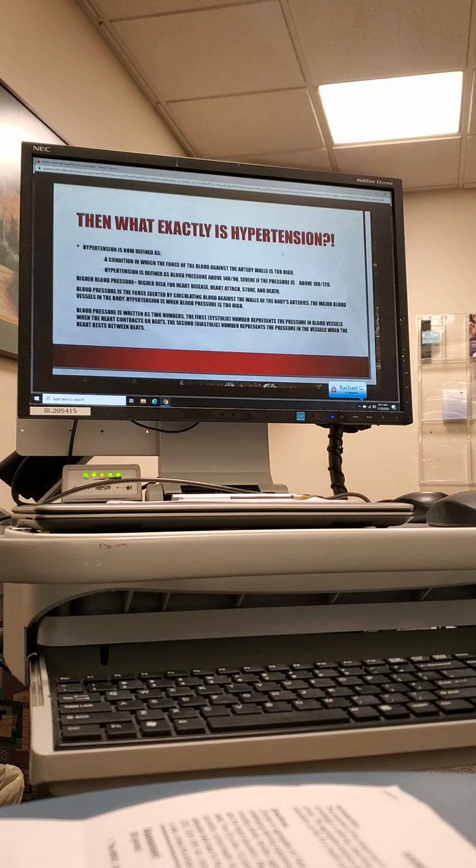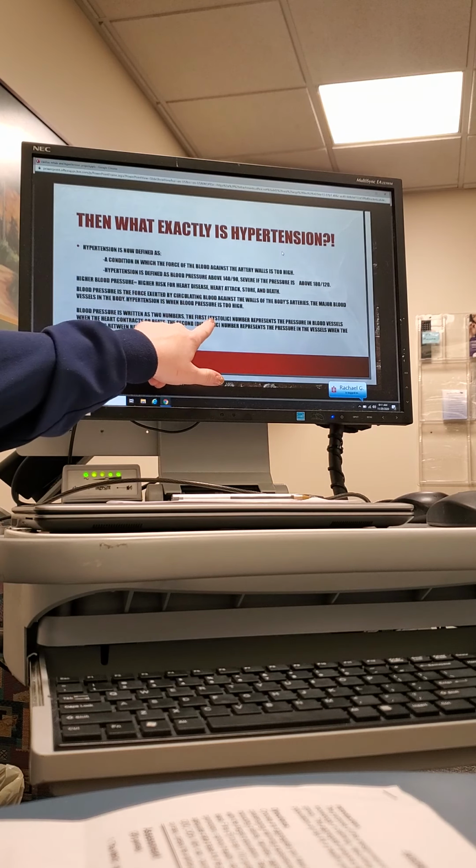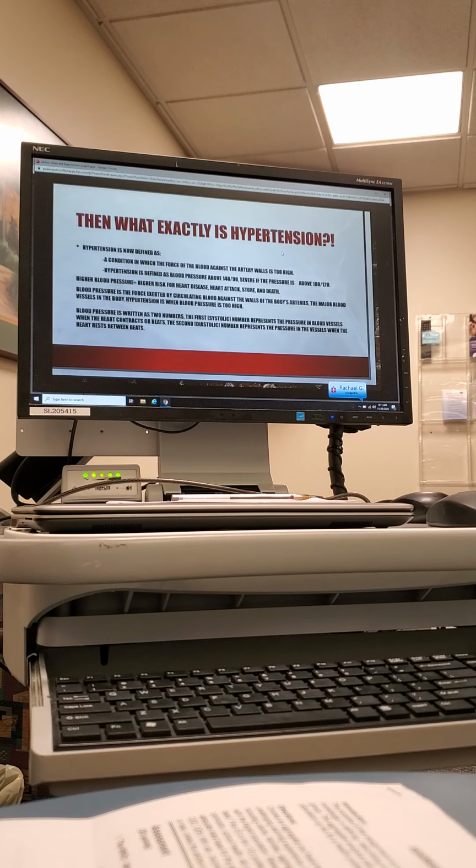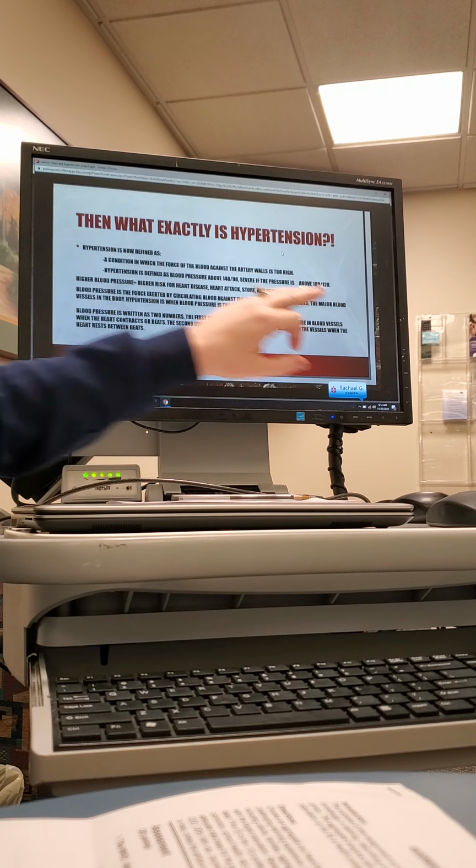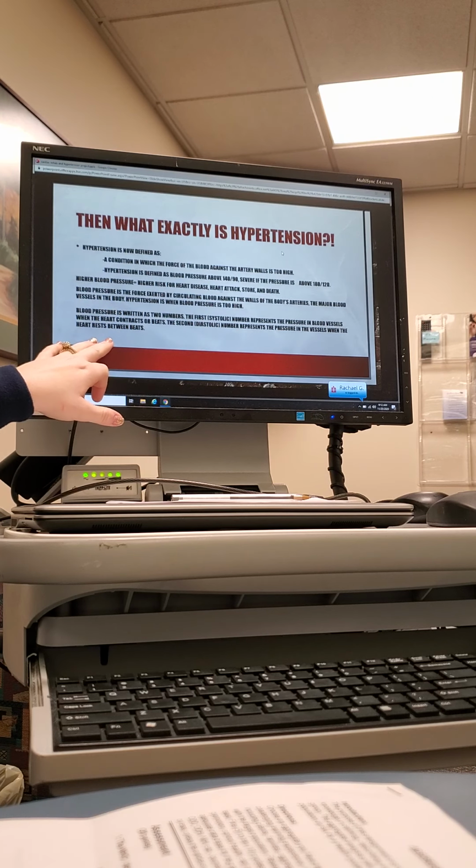So blood pressure is the force exerted by circulating blood against the walls of the body's arteries, the major blood vessels in the body. Again, hypertension is when the blood pressure is too high. Cannot stress that enough. Some people think it's low blood pressure. Some people don't even think it has to do with your blood pressure at all. Blood pressure is written as two numbers. Systolic, which represents the pressure in your blood vessels when the heart is contracting, okay? And then the diastolic number is the pressure in the vessels when the heart rests between your beats, okay?